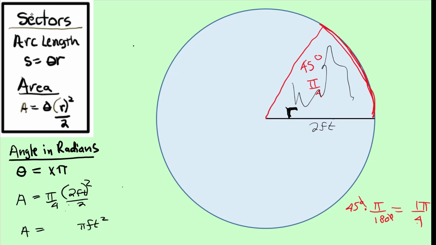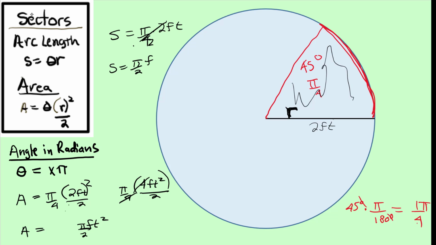So what did I say? I said pi fourths. And then that's 4 feet squared over 2. Well, the 4's cancel. We could do it that way. And look at, we're at pi halves. Well, that's an interesting one. So what did we say the arc length was? The arc length was pi fourths times the radius, and that canceled to pi halves. I'm glad I did that one, because that doesn't happen very often.